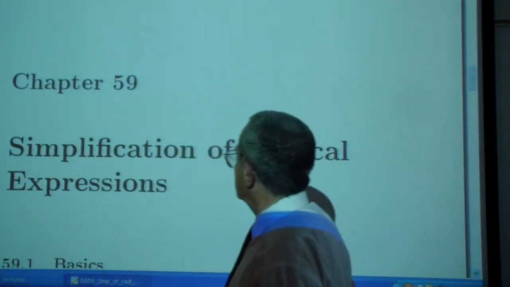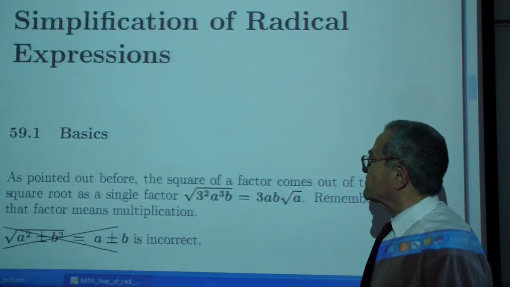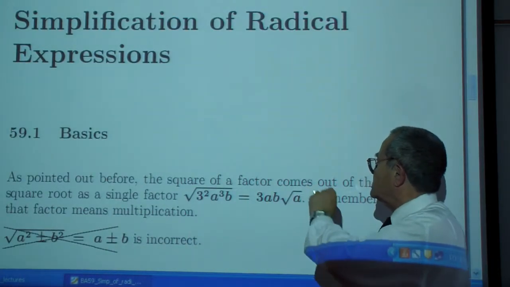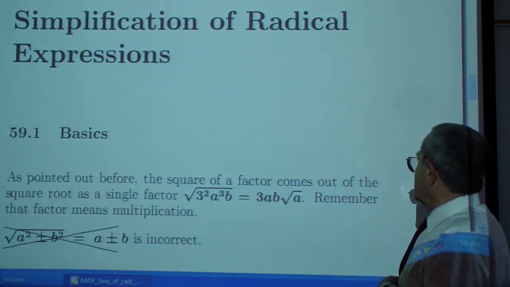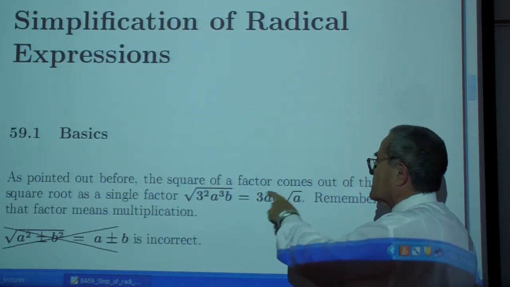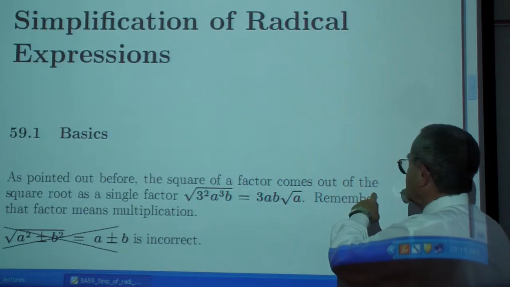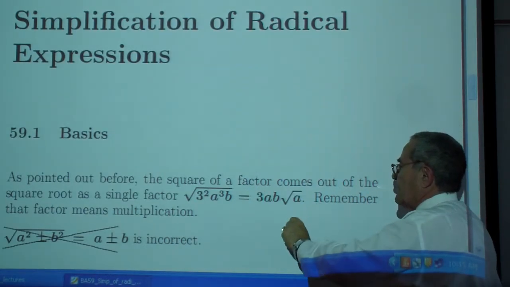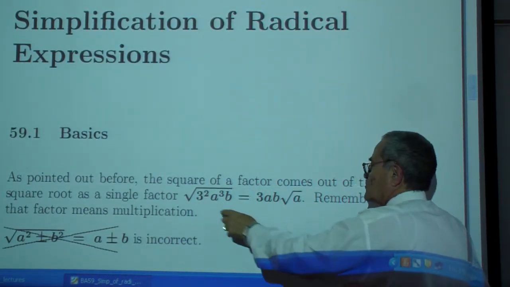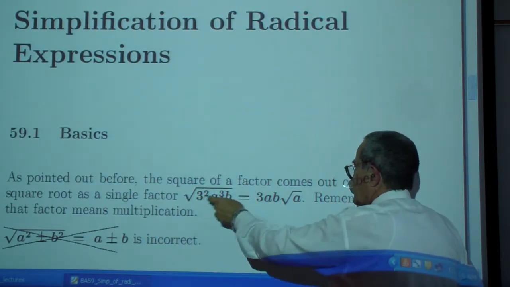Chapter 59, Simplification of Radical Expressions. As pointed out before, the square root of a squared factor comes out to be the square root of a single factor. Okay? So if you have a squared, one of the pair comes out. So the square root of 3 times 3 is 3.